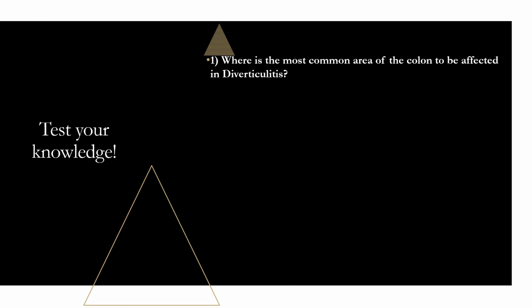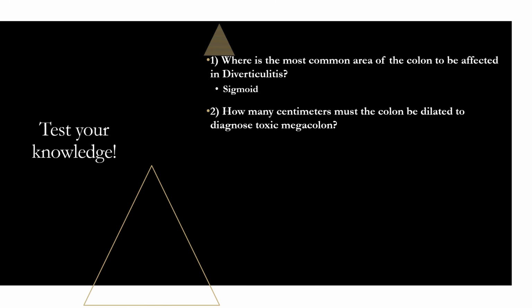So where is the most common area of the colon to be affected in diverticulitis? Remember, that's going to be the sigmoid colon. That's the left lower quadrant. How many centimeters must the colon be dilated to diagnose toxic megacolon? Of course, that's one of the many criteria to diagnose, but you do need to have this. I hope you remember this because I gave you a mnemonic. Remember tox 6 colon, over 6 centimeters.